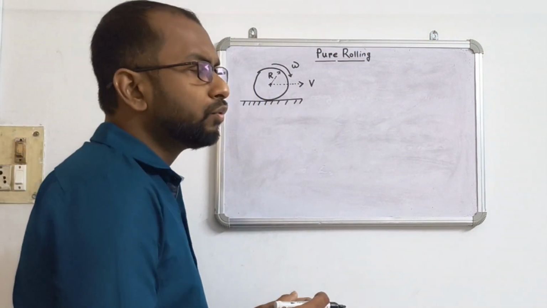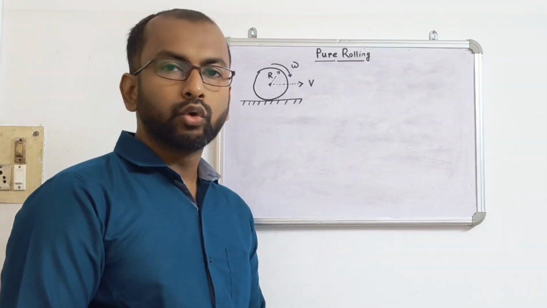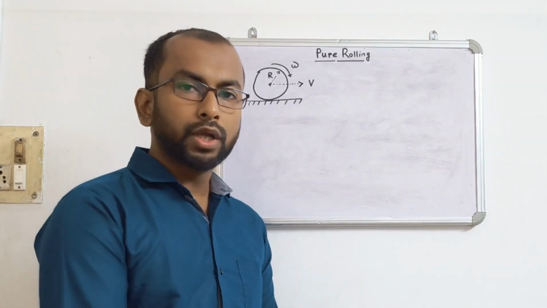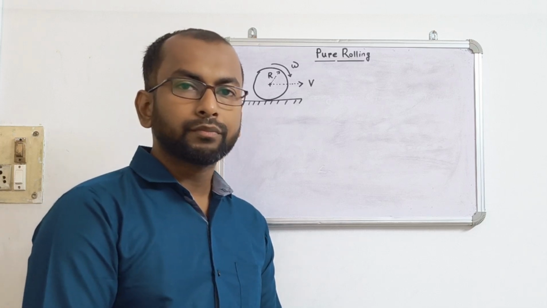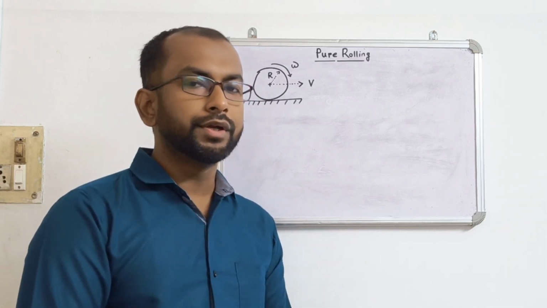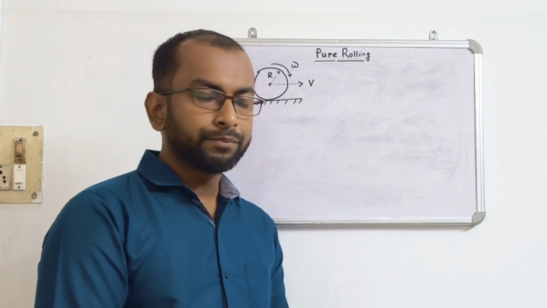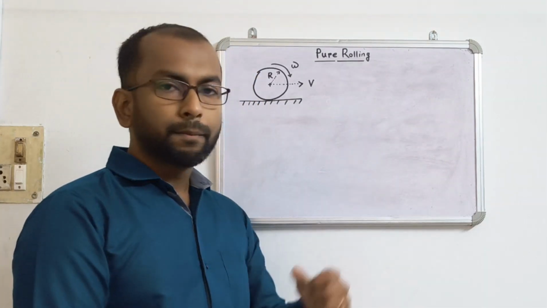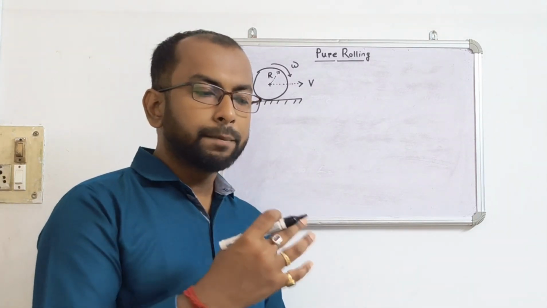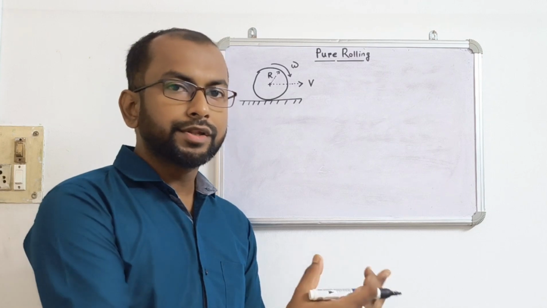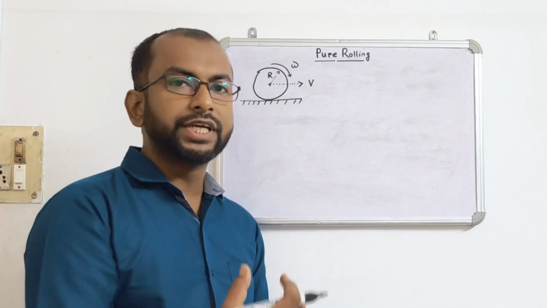So first I'll tell what pure rolling is. Rolling means there will not be any slipping between one particular body and the ground. You can have many circular objects, like let's say there is a ring, a disc, or a sphere. It can have motion on the ground. So in this rolling, we'll consider that the body moving over the ground is not sliding or skidding.